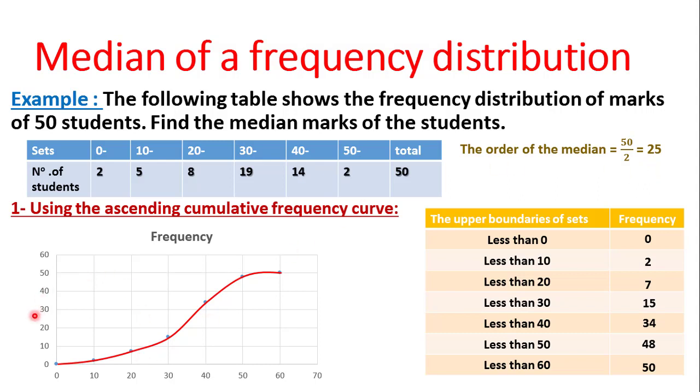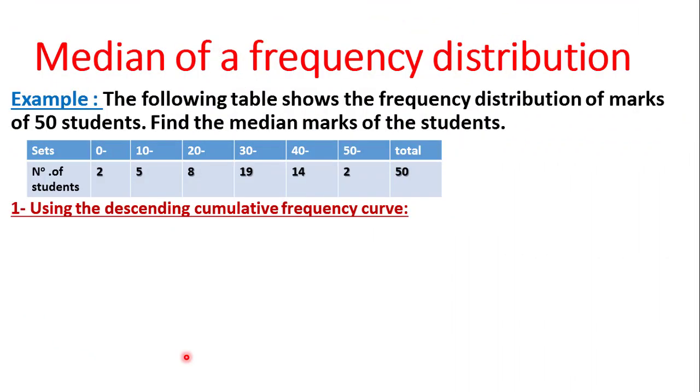Then go to the frequency axis and look at 25. 25 means between 20 and 30. So 25 is here. Okay. Go to the curve. This is the intersection point. Then go down to get the median. This is the median. The median is approximately 36. Okay, this is how to determine the median from a frequency table using the ascending cumulative frequency curve. What about the descending cumulative frequency curve?